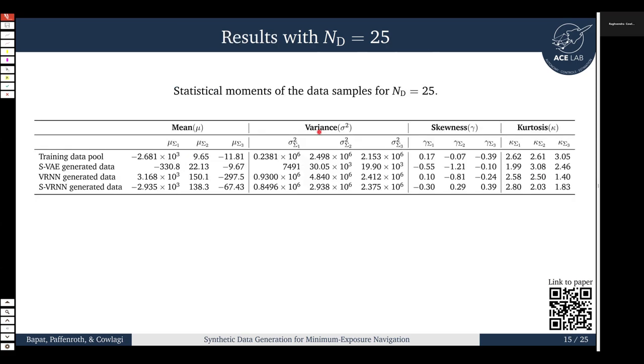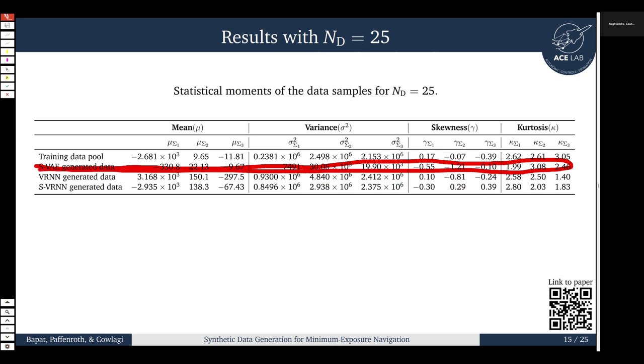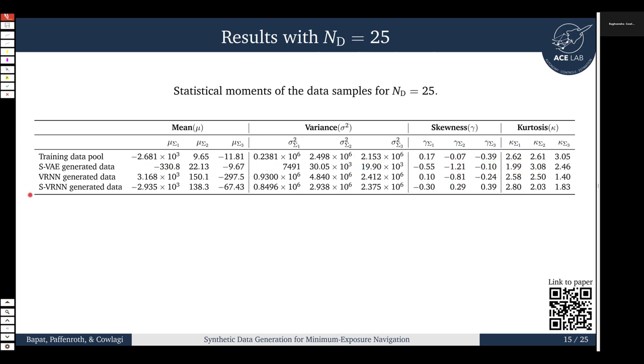But if you look at the statistical moments, it's fairly obvious that the split VAE is not even close to the training data pool in terms of closeness to the statistical moments. Now, the split VRNN and VRNN now show a distinct difference in the sense that the split VRNN is actually much closer in all moments to the training data pool.